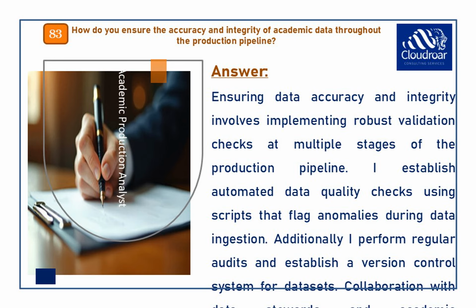Question 83. How do you ensure the accuracy and integrity of academic data throughout the production pipeline? Ensuring data accuracy and integrity involves implementing robust validation checks at multiple stages of the production pipeline. I establish automated data quality checks using scripts that flag anomalies during data ingestion.